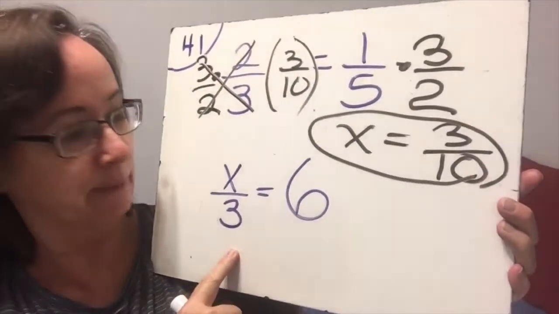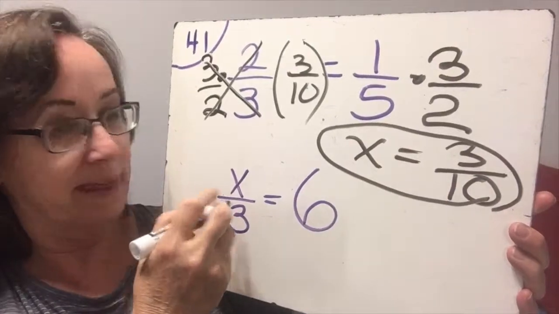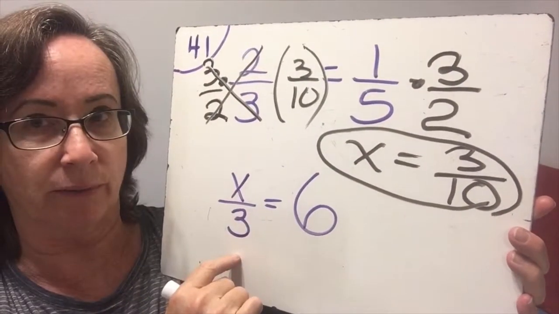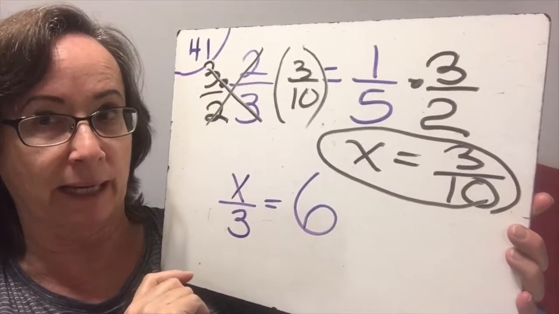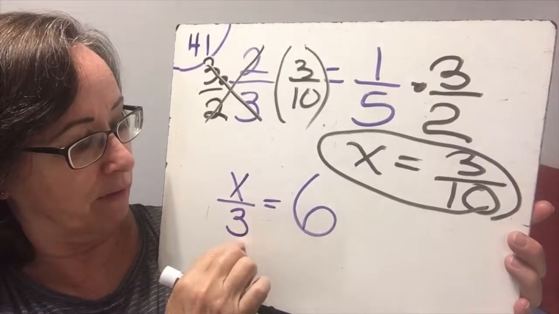Okay, so let's look at this one. Now, we can think of this as x/3. We could multiply both sides by 3, because we want to get rid of the 3 there.